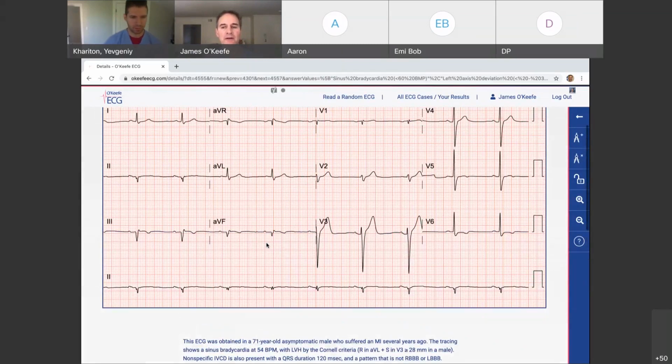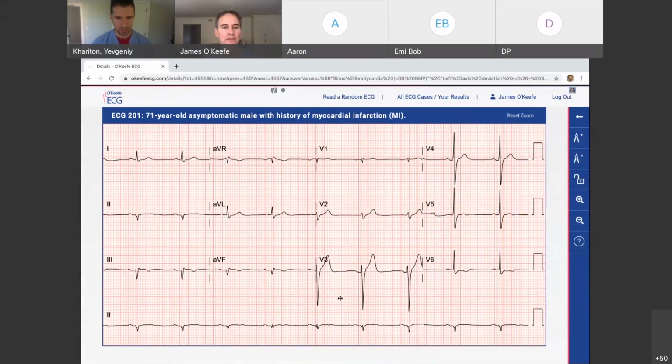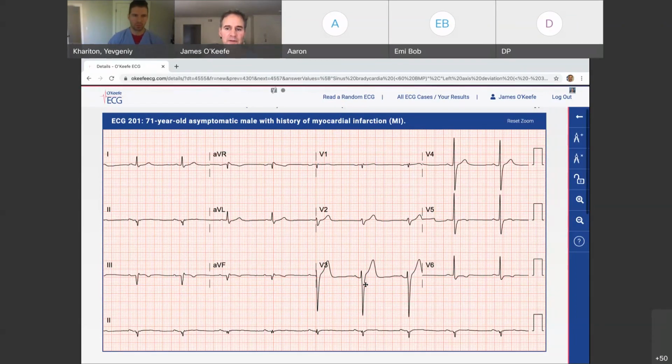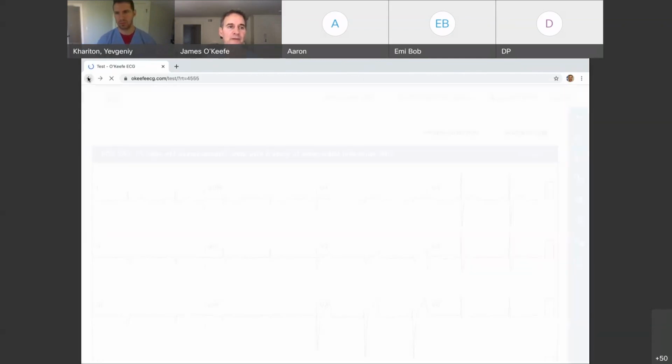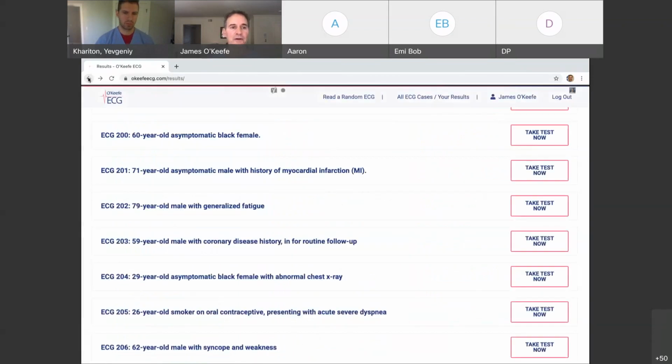They did actually measure LVH here. It's a male, but it's pretty close. As a female, it definitely would be because they just need more than 21. It's pretty close. Might have to change that. Those STT changes kind of look like hypertrophy. So yeah, and left axis is one of the non-voltage criteria for LVH.